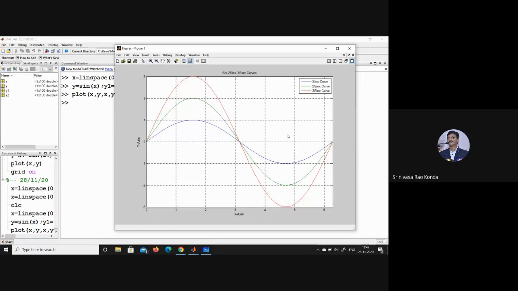Okay. And this is the method to plot more than one curve in two dimensions in MATLAB.